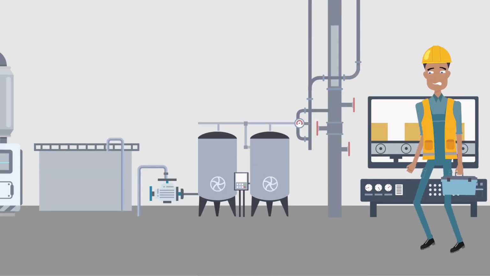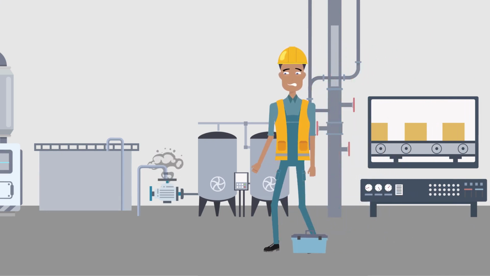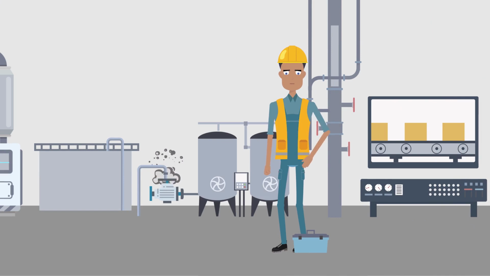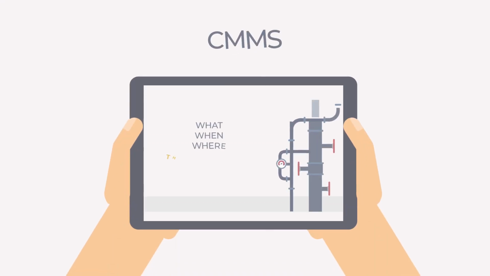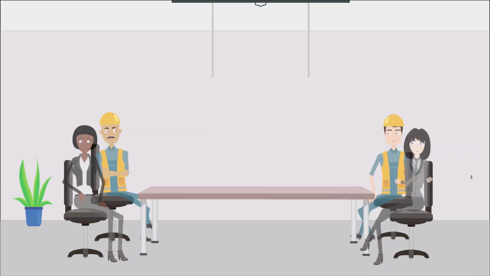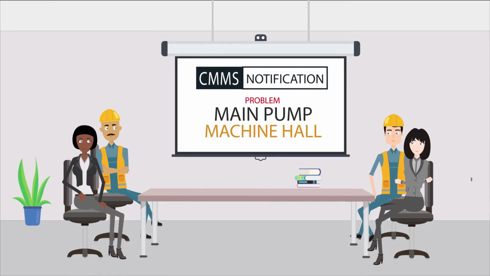While working in the plant, Jack notices a pump nearby that makes a strange noise and seems to be running hot. Jack raises a work request in the CMMS. What, when, where, the likely causes, any actions, and risks involved. The following morning, Jack's work request is reviewed to make sure it's clear and complete. The work request is prioritized and approved.